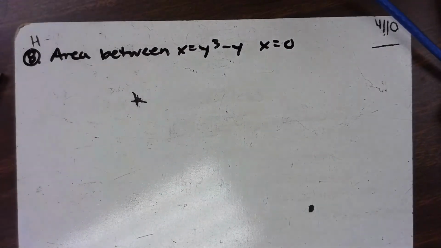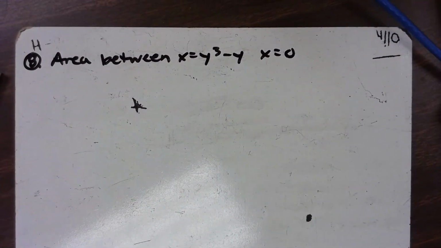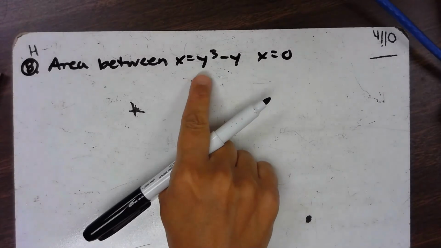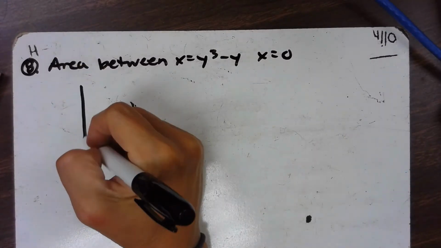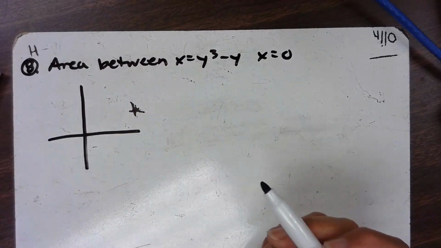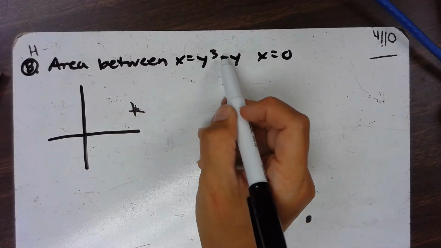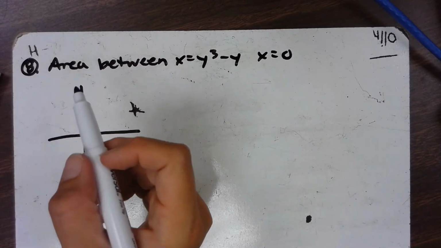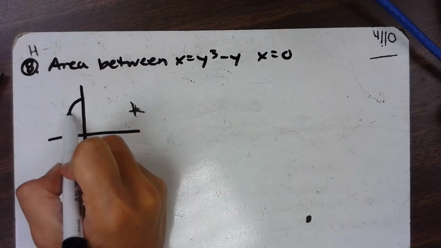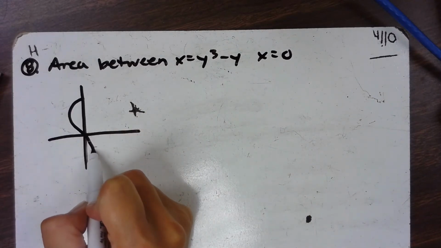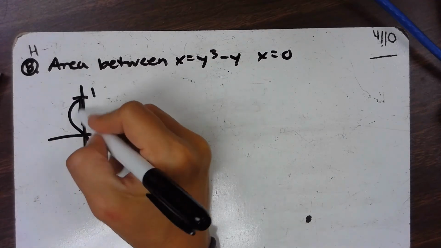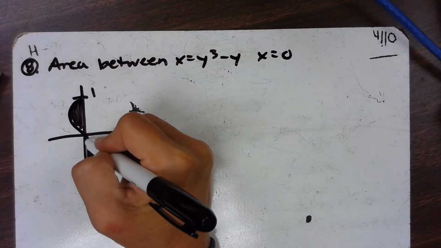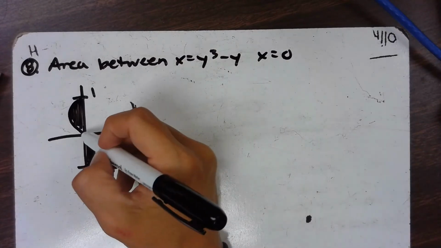All right, let's look at number 8. Okay, the area between, all right, x equals 0 is the line, is just the y-axis, and y cubed minus y. Well, if I actually graph this, this actually does something like this. These hit at 1 and -1, and I've got this area right here and this area right here. I have two different things.